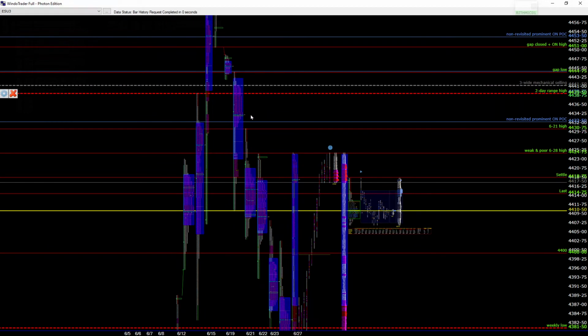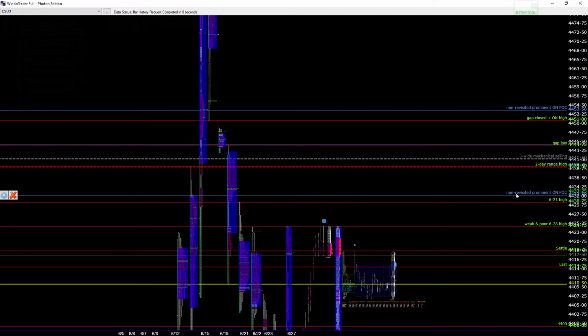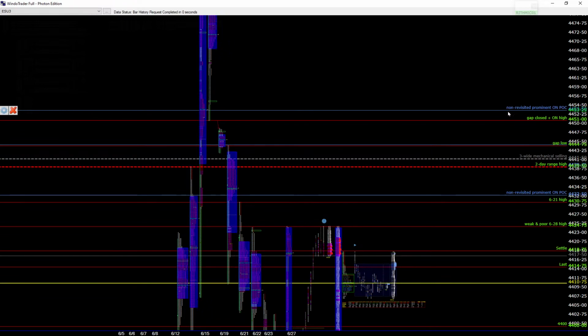We have inventories that are super short from this day. Remember, we have a very wide non-revisit prominent POC here and here as well. A bunch of stops here, and pretty much weak short inventory here. All right, I hope this helps.